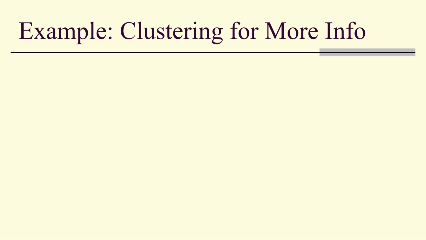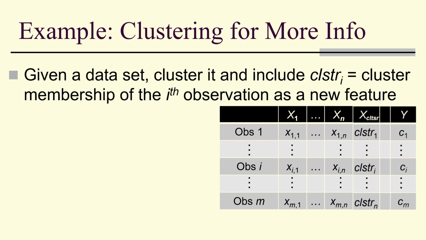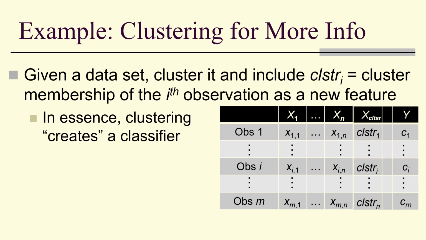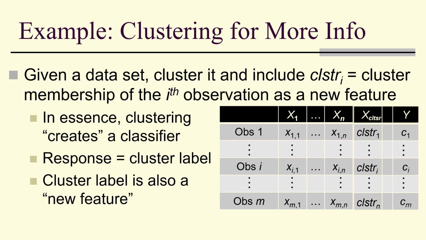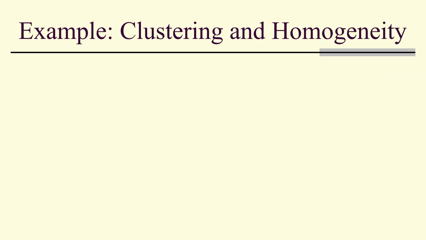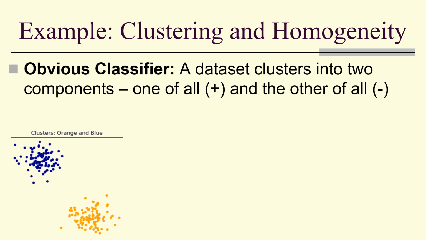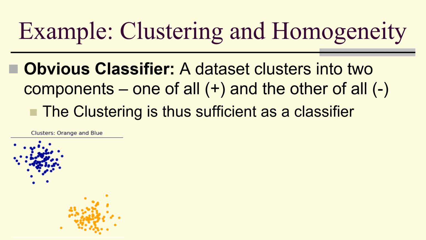Now, we also like to cluster to get more information. Given a data set, cluster it and include the cluster membership of the ith observation as a new feature. In essence, clustering creates a classifier. The response is the cluster label, but cluster label is also a new feature. Does it have any value? Well, we need cluster metrics. The first one is homogeneity. So an obvious classifier: a data set clusters into 2 components, one of all positives and the other of all negatives. Something like that. In this case, just the clustering itself is all we need to be our classifier.